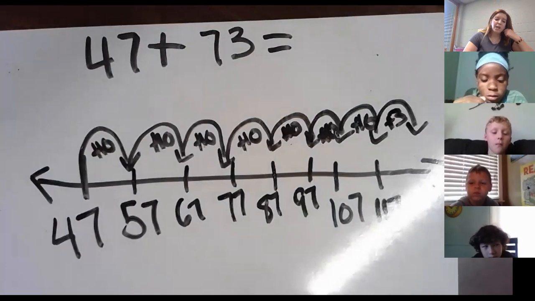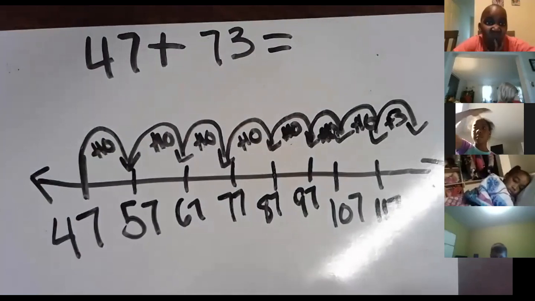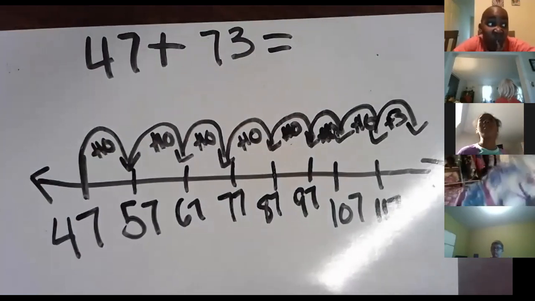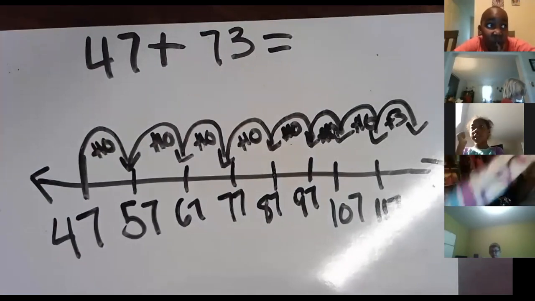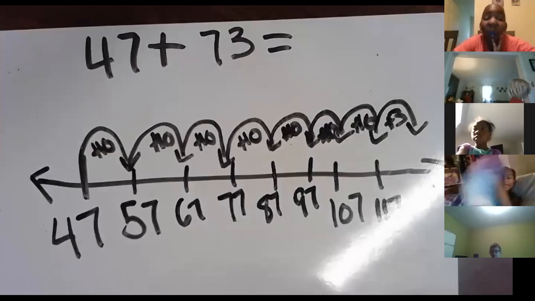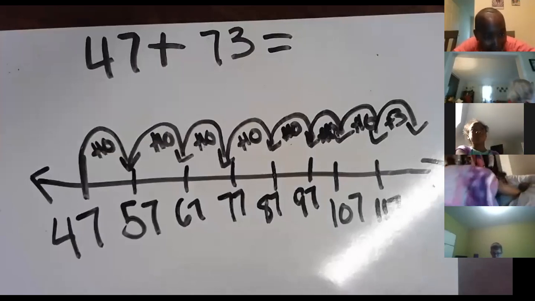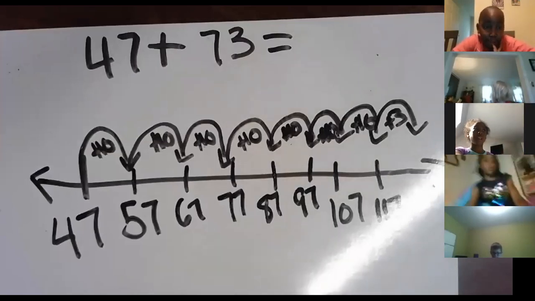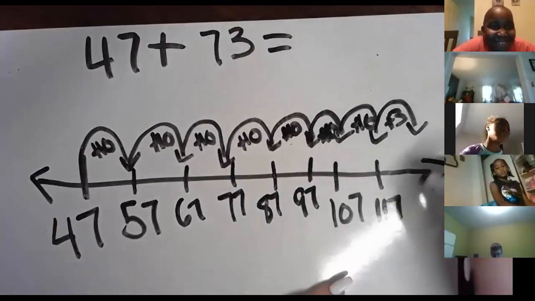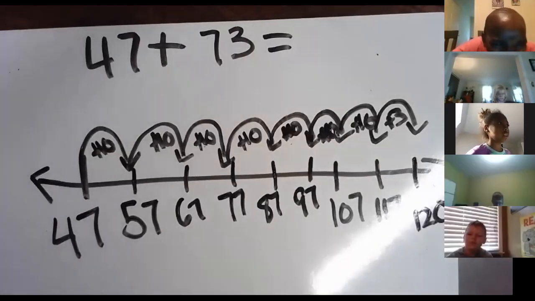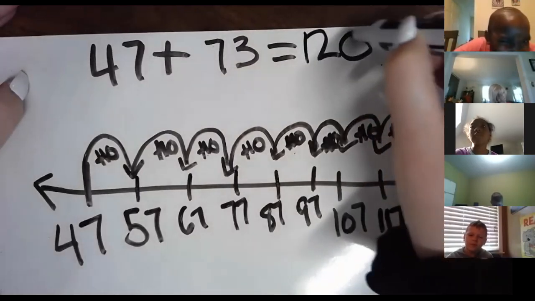All right, what is 117 plus 3? What is 117 plus 3? Akila, what's 117 plus 3? 120. 120, thank you. Yep. So 47 plus 73 is equal to 120.